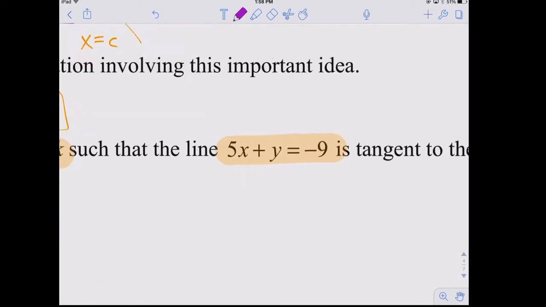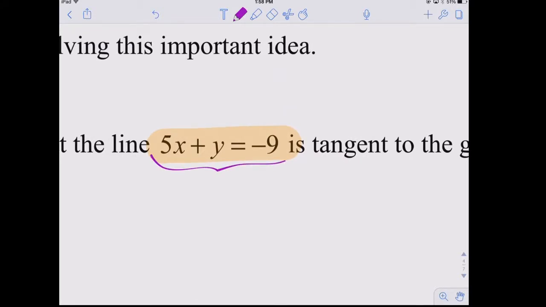So let's do that. Now notice this line is not solved for y, is it? Let's do that first. Red Rover, let 5x come over. There he is. Y'all still play that game ever?